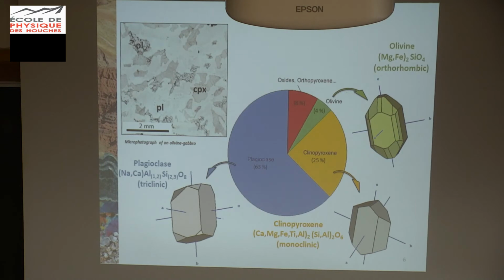So I spoke about gabbros, but what is it exactly? Here you have a microphotograph with PL for plagioclase, CPX for clinopyroxene, and OL for olivine. So you see it's mainly composed of plagioclase, a triclinic mineral, but you also get clinopyroxene, a monoclinic mineral, and olivine, an orthorhombic mineral. Here, in the microphotograph, you see the magmatic microstructure, so undeformed microstructure.